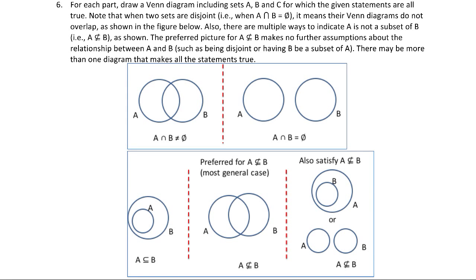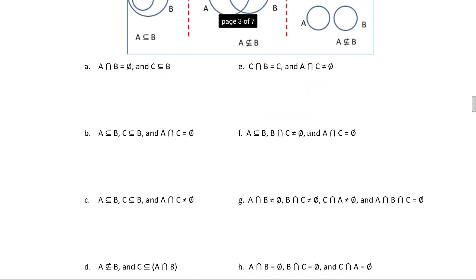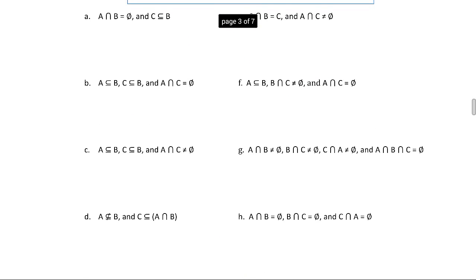Okay, in this video I'm going to do an example problem which asks you to draw some Venn diagrams that satisfy some given conditions. So for example, the first one, part A, says we want to draw a Venn diagram that satisfies both of these conditions, that A intersect B is the empty set and that C is a subset of B. Okay?